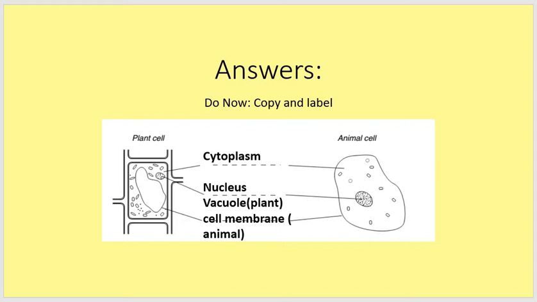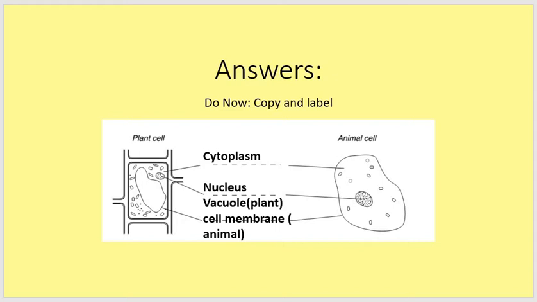The plant cell also has a big vacuole in the middle, a bit like a vacuum. It looks like a space, but it does actually contain water. It is not completely empty, so it's not a vacuum. And both of them have a cell membrane.